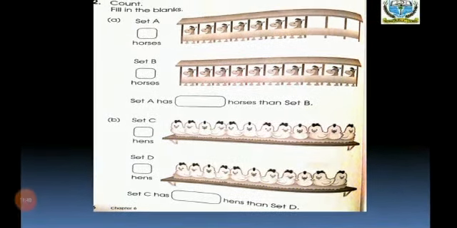Set C has dash hens. 1, 2, 3, 4, 5, 6, 7, 8, 9, 10, 11, 12. And in set D, how many hens are there? 1, 2, 3, 4, 5, 6, 7, 8, 9, 10, 11. So we have to do it accordingly. Count and write in the block and find out which is the fewer and which is the more set. Set C has dash hens than set D. Find out the answer and write it.